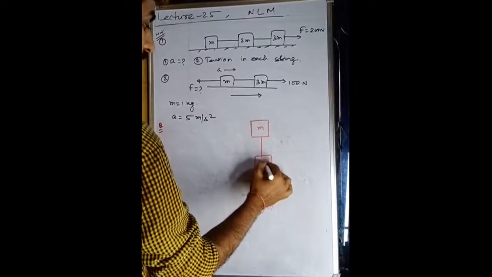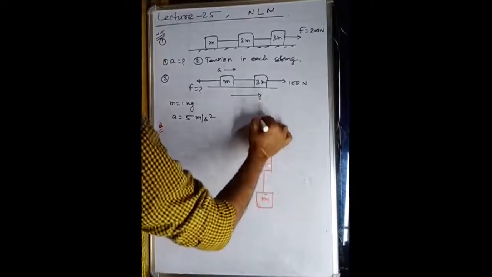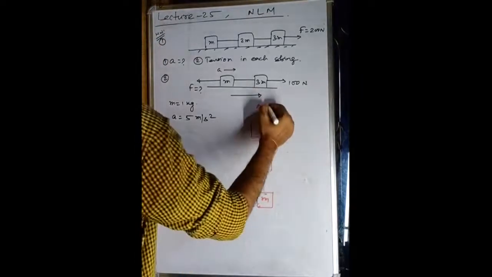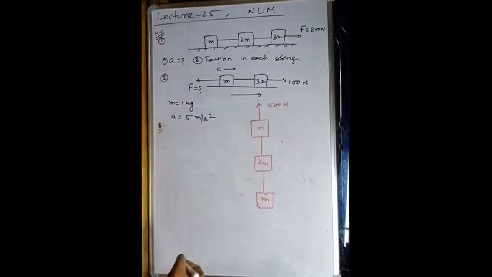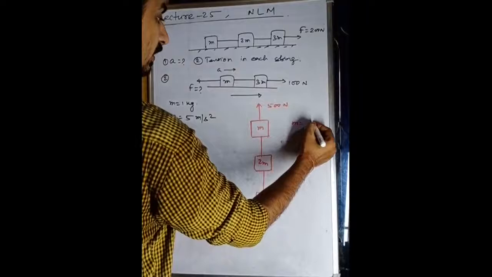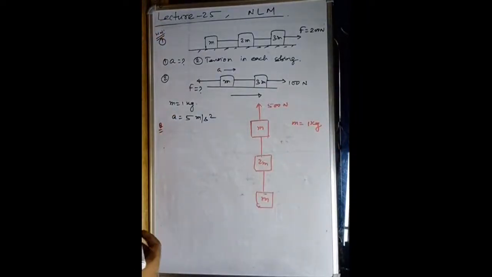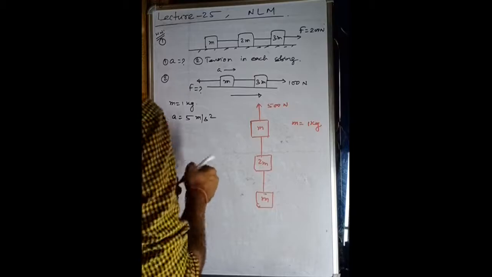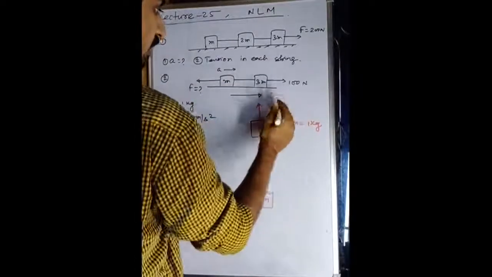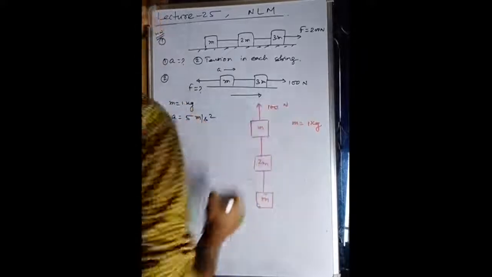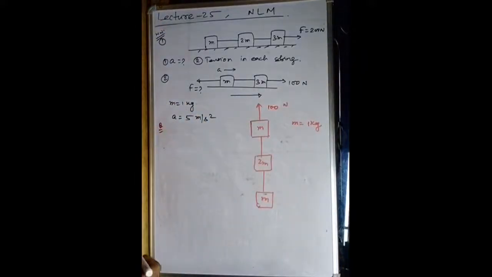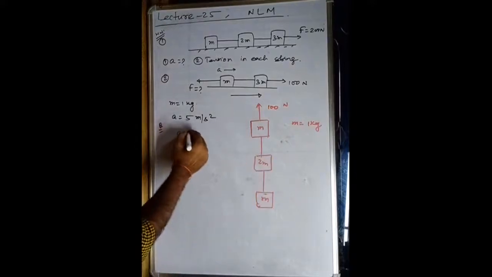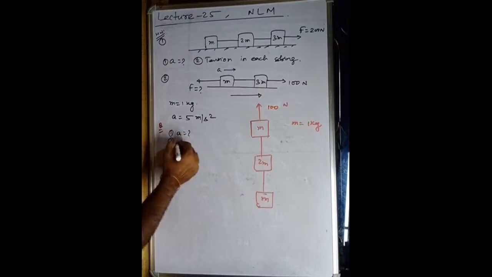M, 2m, m. Here I am applying a force. Suppose it is 500 Newton. The value of m is 1 kg. Let me write here the 100 Newton. What will be the acceleration of the system and in which direction? You have to find. And second, find the tension in each string.